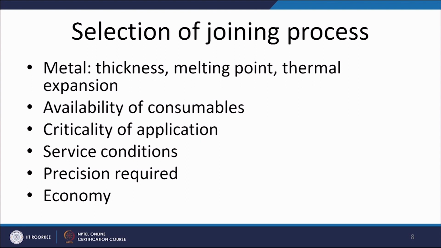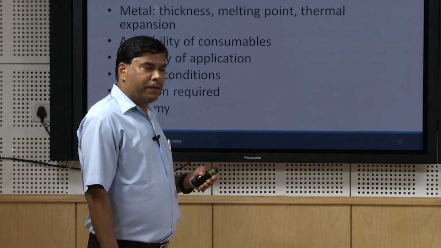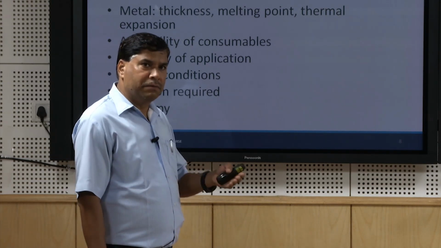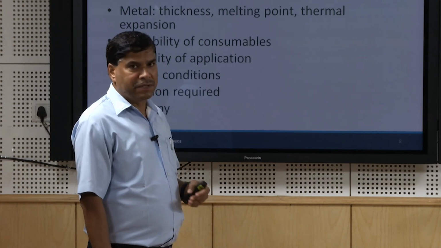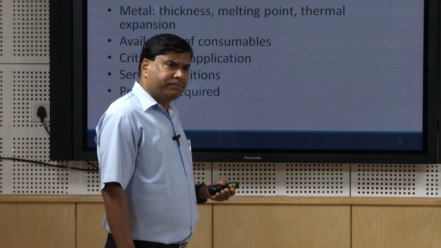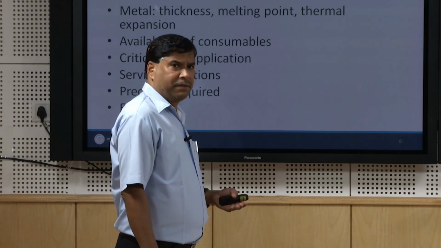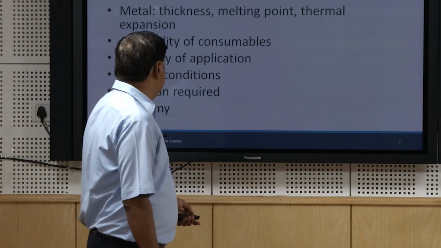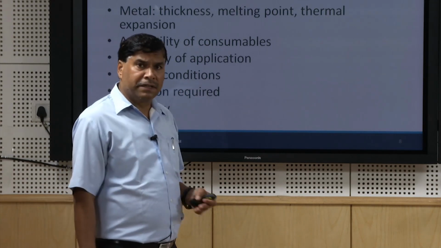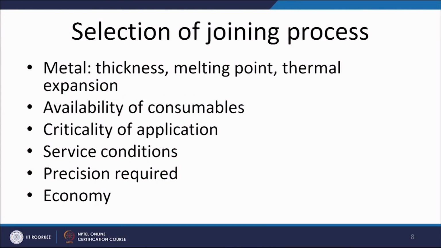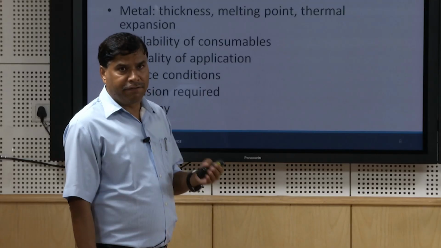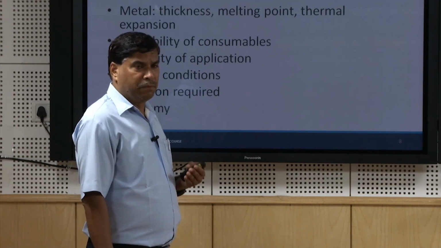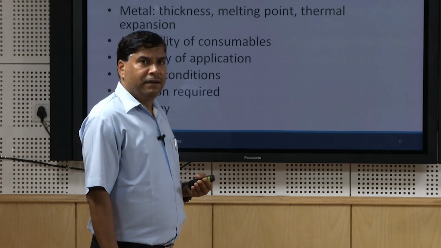Next is the availability of the consumables. We need to see that for the process being selected, the suitable consumables required, in the form of, say, shielding gas or filler metal, the welding system itself, and the expertise for handling the processes are all available. And then criticality of the application certainly plays a big role in selection of the suitable joining process. Like the very critical joints where life and property are at stake, mostly the mechanical joints are preferred over the welded joints.